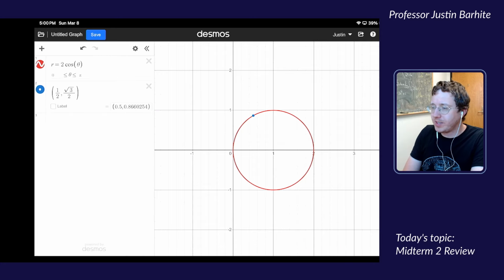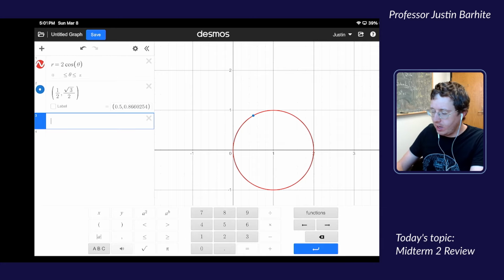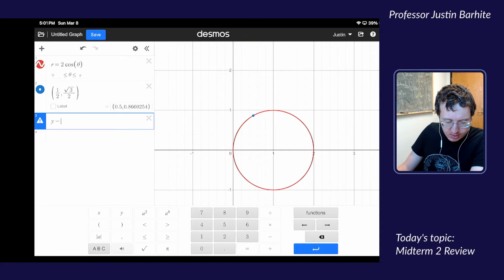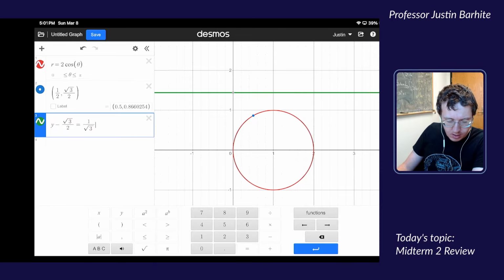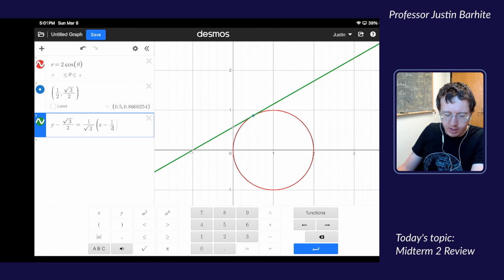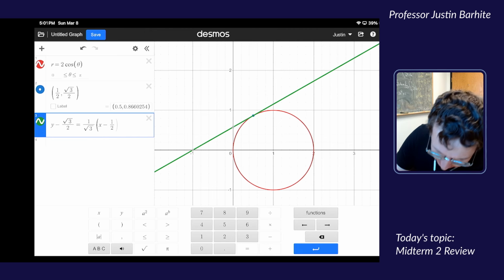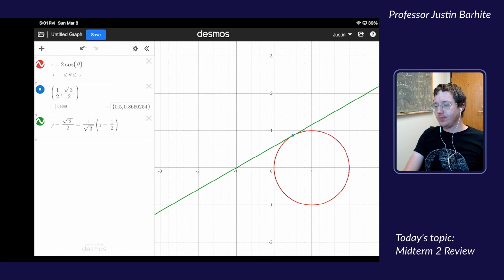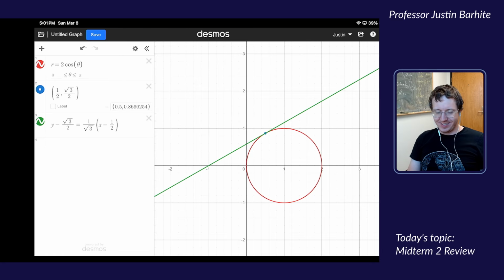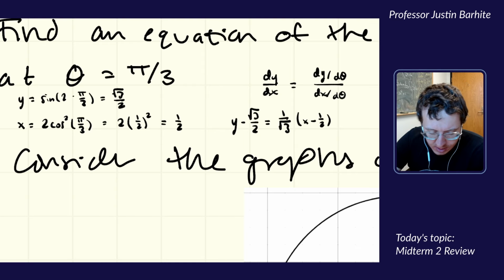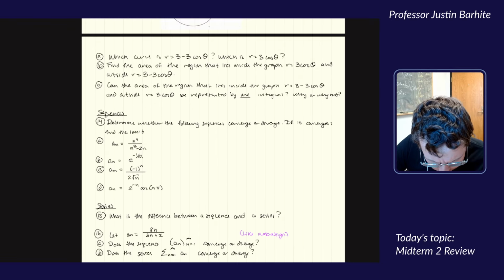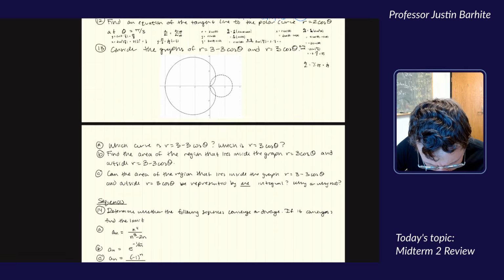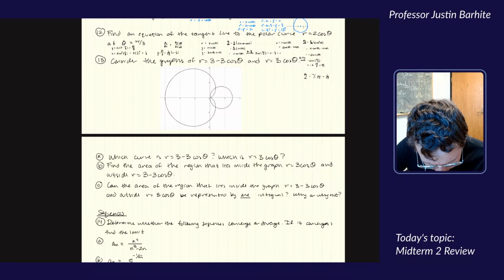Okay, so the point is in fact on the circle. That's reassuring. And the equation I came up with was y minus square root 3 over 2 equals 1 over the square root of 3 times x minus 1/2. And that is in fact the tangent line. All right, we did it. Okay, what is left here? We've got another polar curve problem.